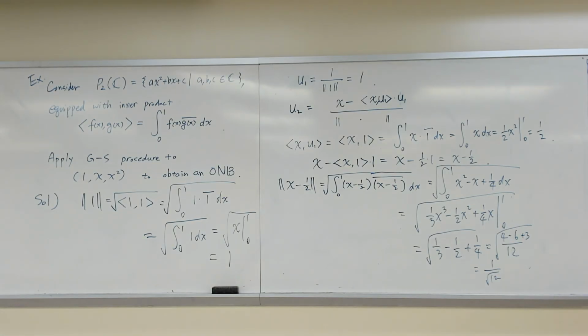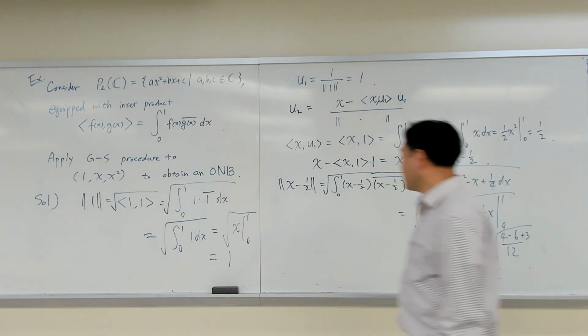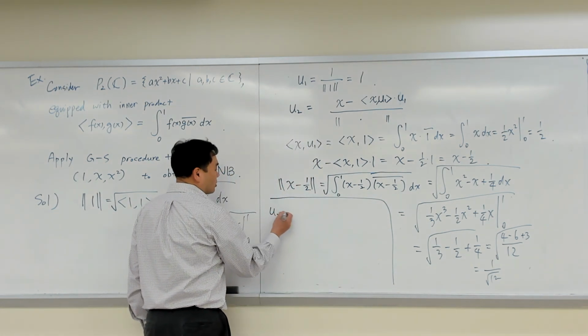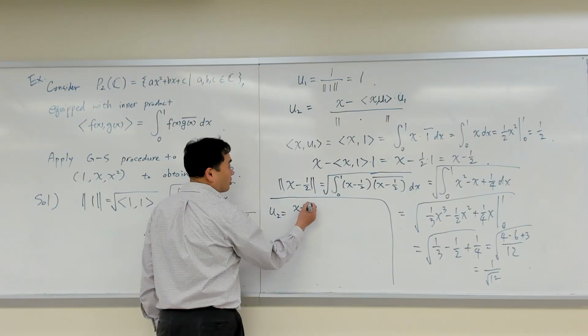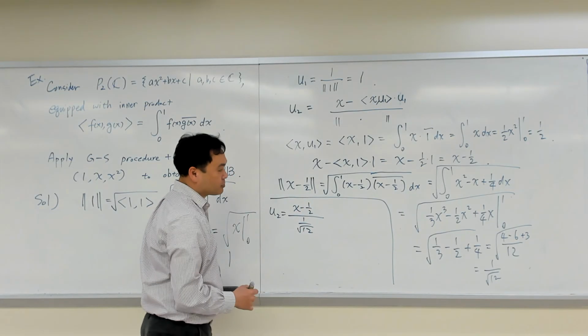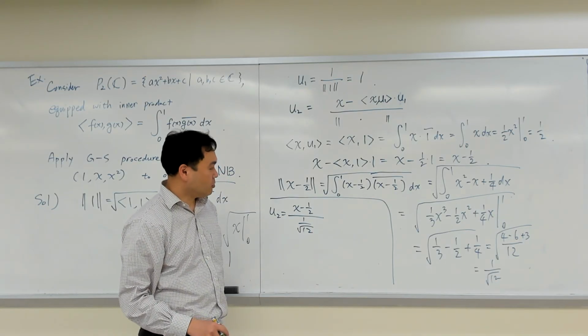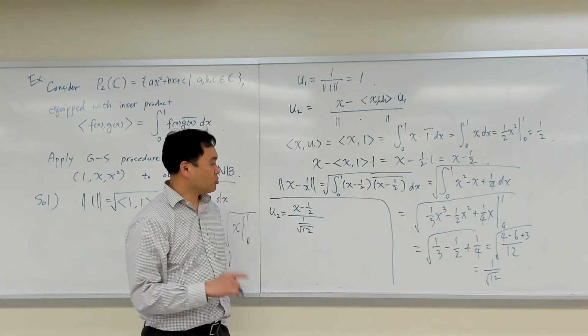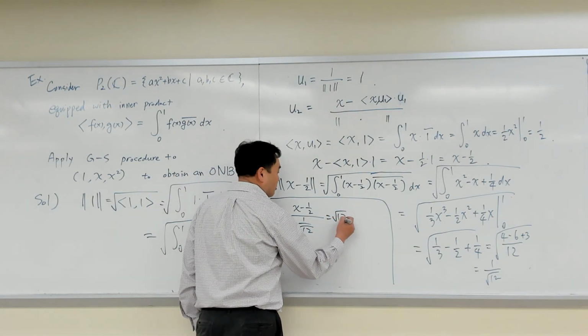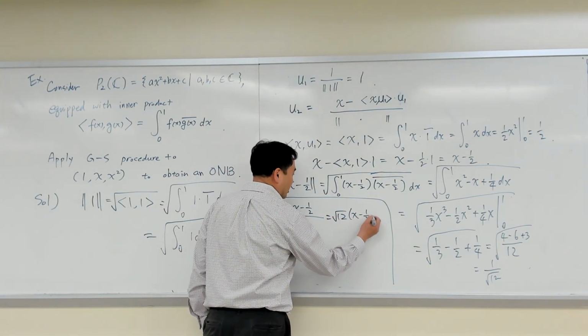Okay. So now you see that since u2 is x minus 1/2 divided by 1 over square root of 12, just checking this, this is going to be square root of 12 times x minus 1/2.